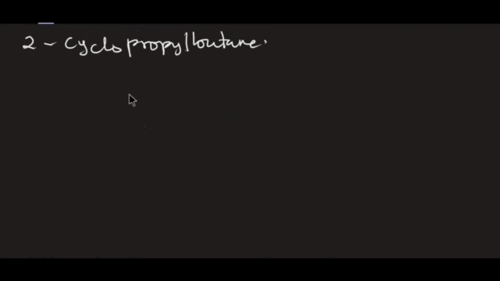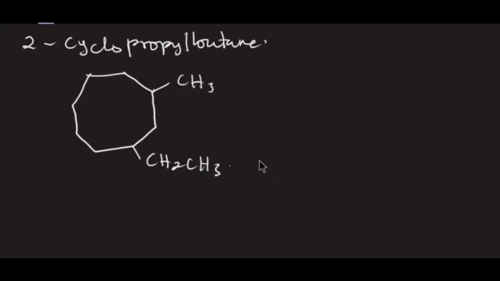Let's see our third structure. So I'm going to have this, this, this. Let me start once again. This way, this way, this way, this way, this way, this way, then this way. So I have one substituent here, CH3. I have another one here, CH2, CH3. To name this, how many carbons do we have? 1, 2, 3, 4, 5, 6, 7, 8. So this is an octane. I have 2 substituents. This is an ethyl substituent, which is an alkyl group, and this is a methyl substituent.